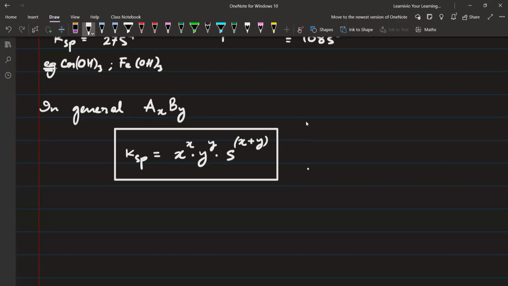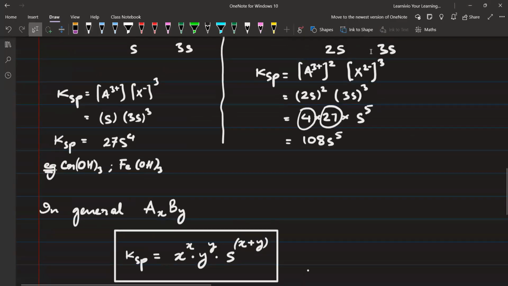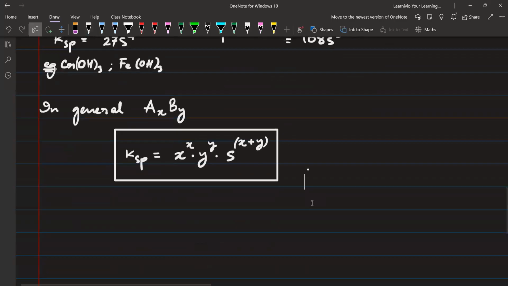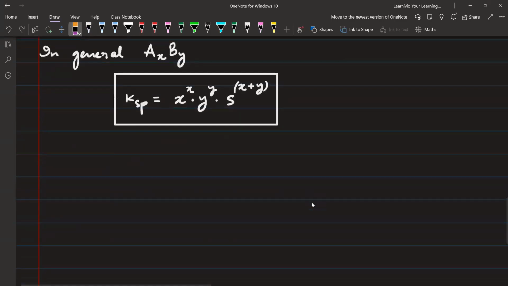Yes, sir. ठीक है ना. जैसे यहाँ पे s to the power 5 कैसे आया, 3 plus 2 से आया. चलिए, can I move on? तो सवाल करते हैं हम लोग, है ना.